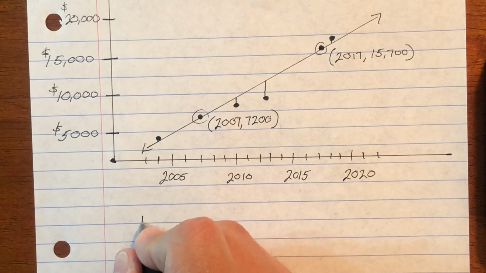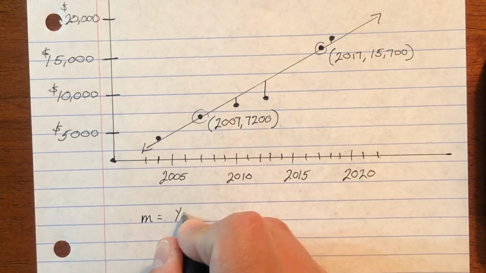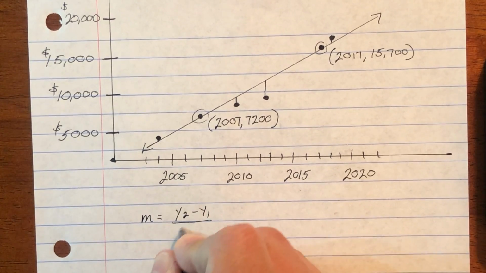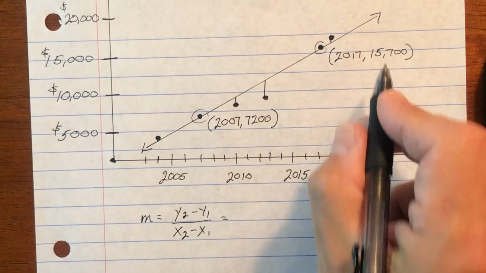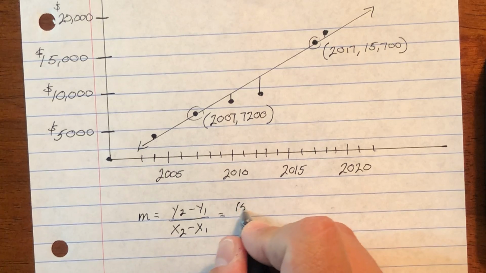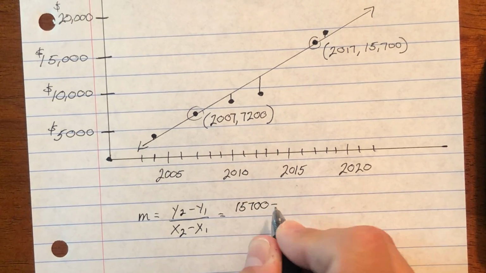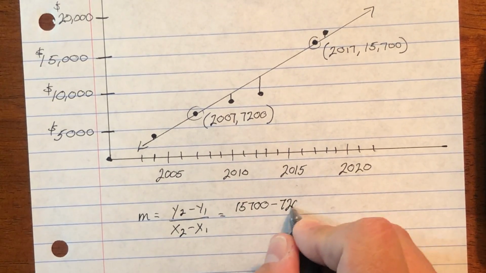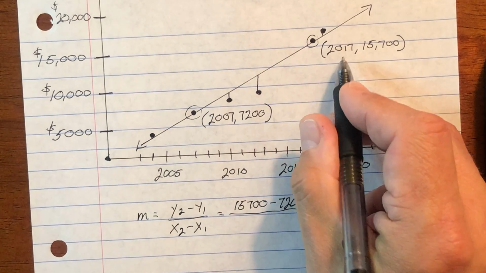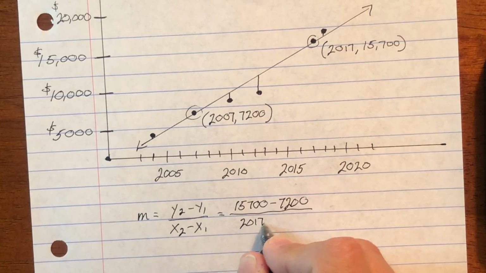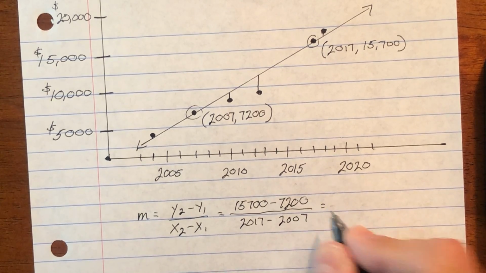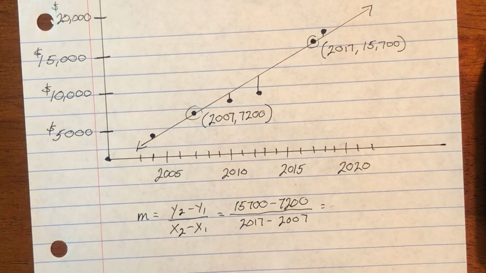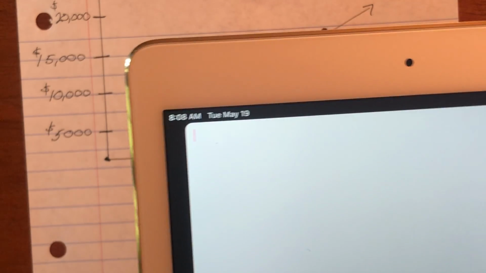You know that the slope of the line is equal to y2 minus y1 over x2 minus x1, right? Remember that formula from Algebra 1? So what would that be? That would be 15,700 minus 7,200, all divided by 2017 minus 2007. So let's bust out the calculator and see how this goes.